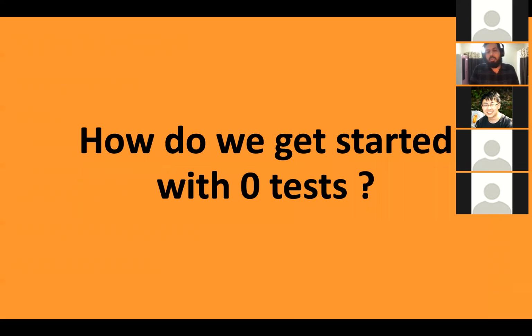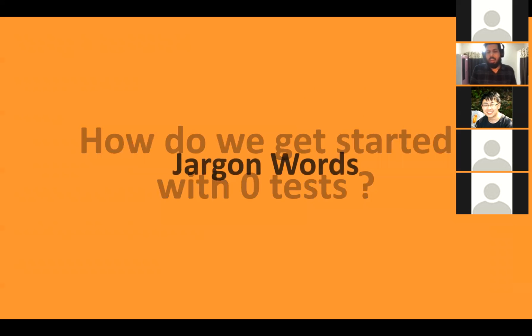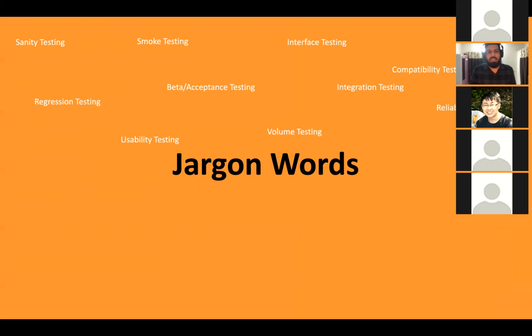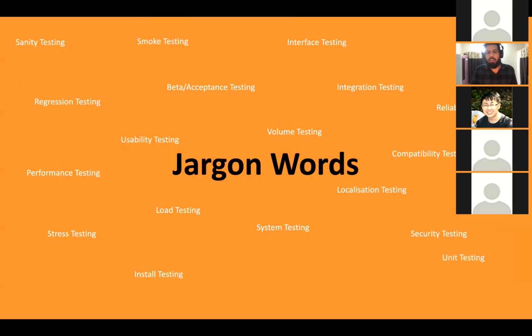Now coming back to the question, how do we get started with zero tests? First we need to understand what kind of testing is available right now. Based on their pros and cons, we can choose what to get started with. So there are a lot of jargon words about testing. You will hear about smoke testing, sanity testing, interface testing, integration, beta, regression, volume, capability. There are a lot of kinds of testing.